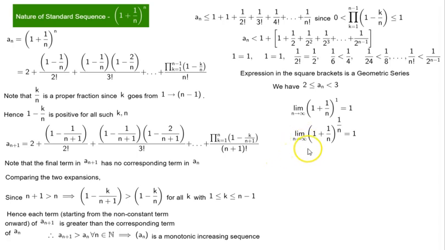Now, limit as n goes to infinity of (1 + 1/n)^(1/n). This is also equal to 1. We can't mathematically be right if we say that 1/n goes to 0. This 1/n goes to 0, which means we have 1 to the power of 0. Now, 1 to the power of 0 is indeterminate.